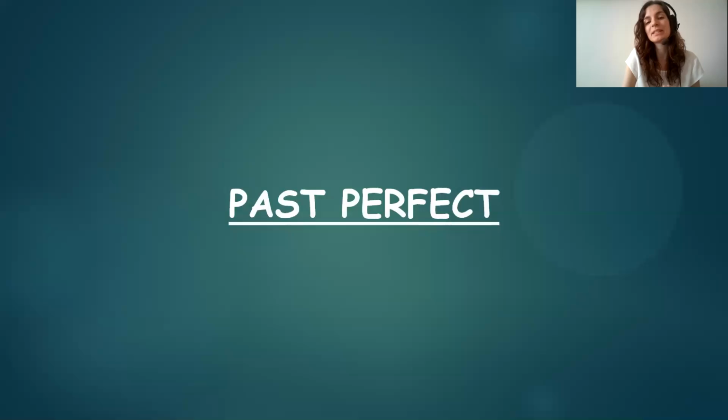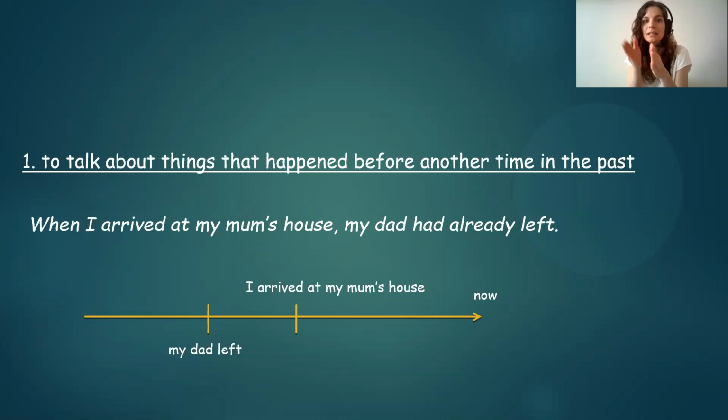Past perfect, well, this tense we use, of course, as the name suggests, for the past. However, we use it for things that happened even before another specific time in the past. So for instance, let's have a look at this example together. As you can see, we have a timeline here. This is when my dad left. So it was the first thing that happened in the past. And this is when I arrived at my mom's house, right? So we can say that when I arrived at my mom's house, my dad had already left.